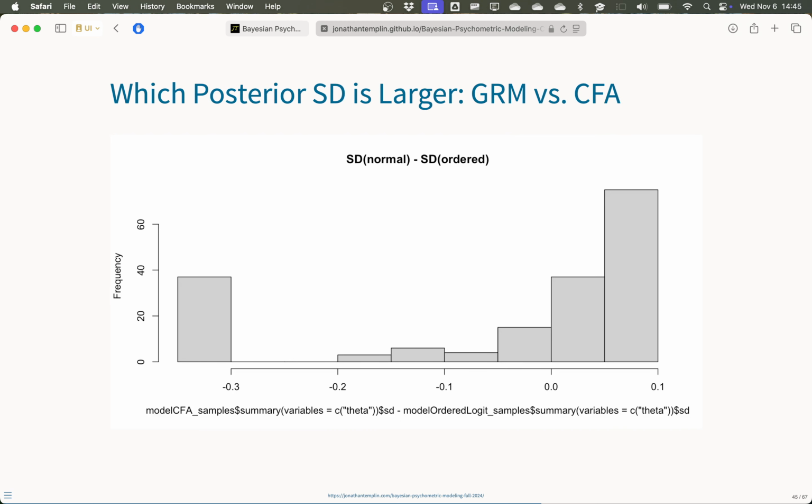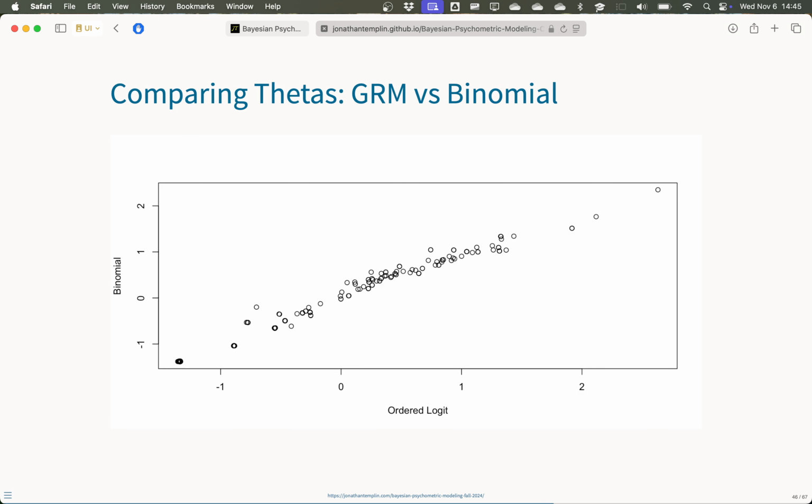So the next question is, which posterior standard deviation happens to be larger, the graded response model or CFA? And you can see that pile of values right here. Actually, this is the difference between the CFA and the graded response model. You'll see that pile of people right here, much larger. You can also compare the values of theta between the binomial model and the graded response model.